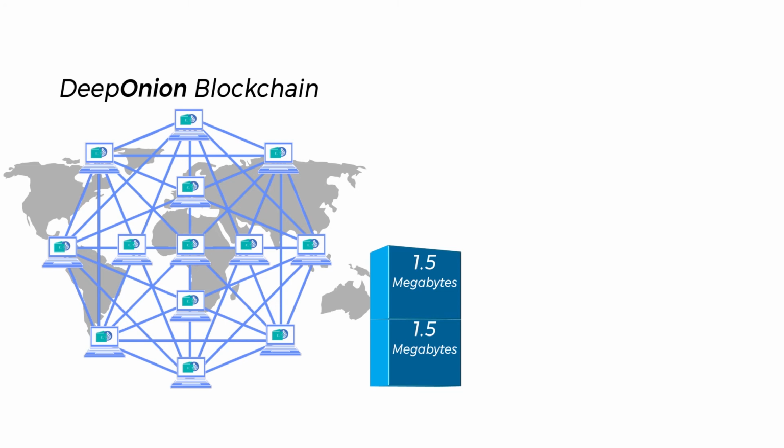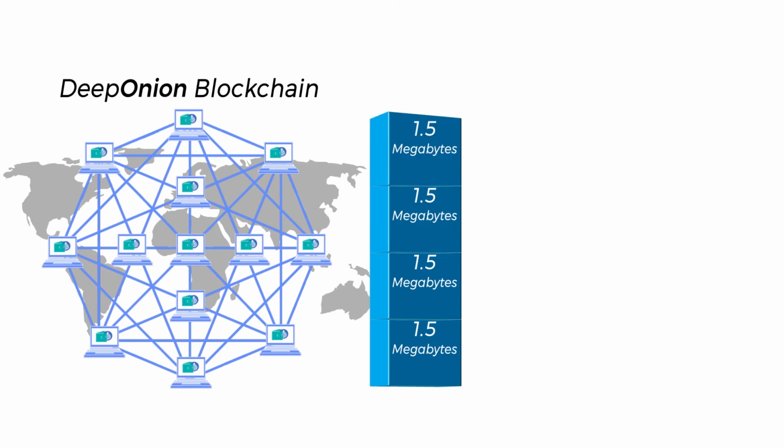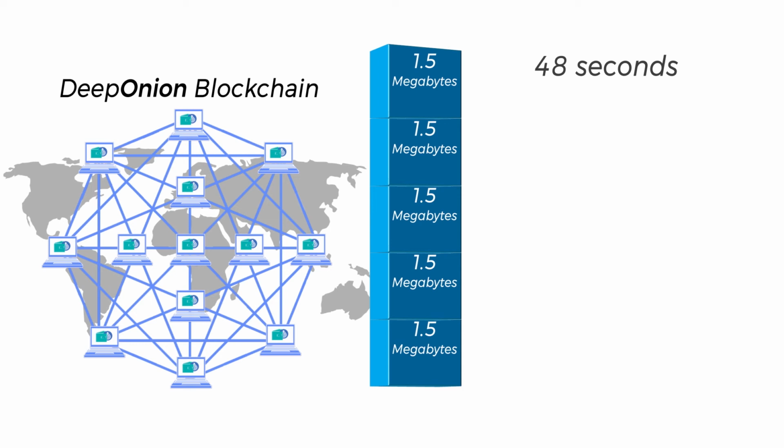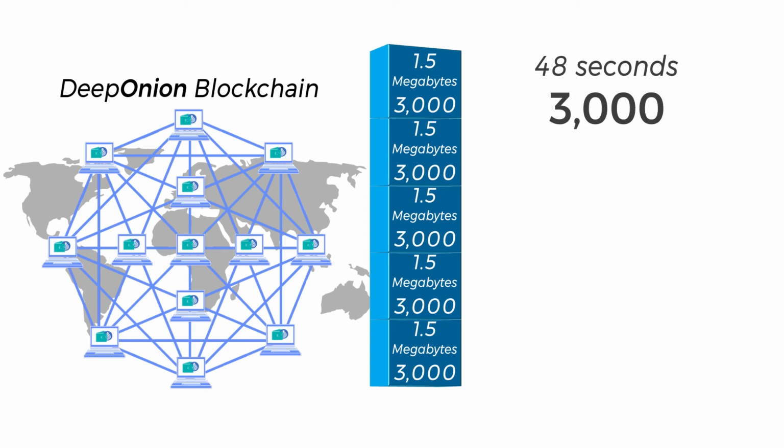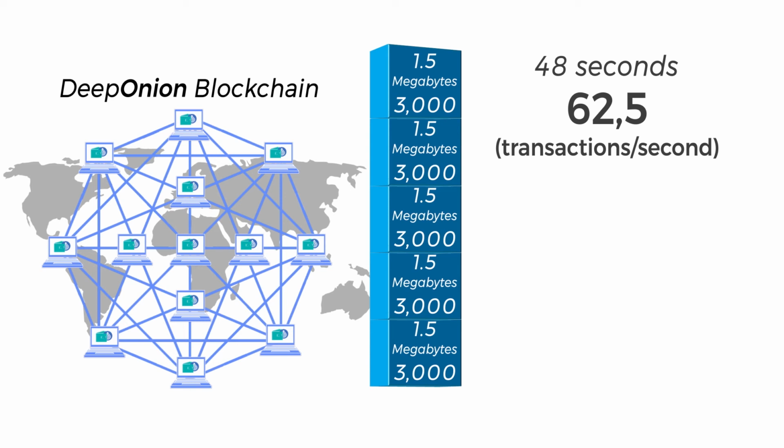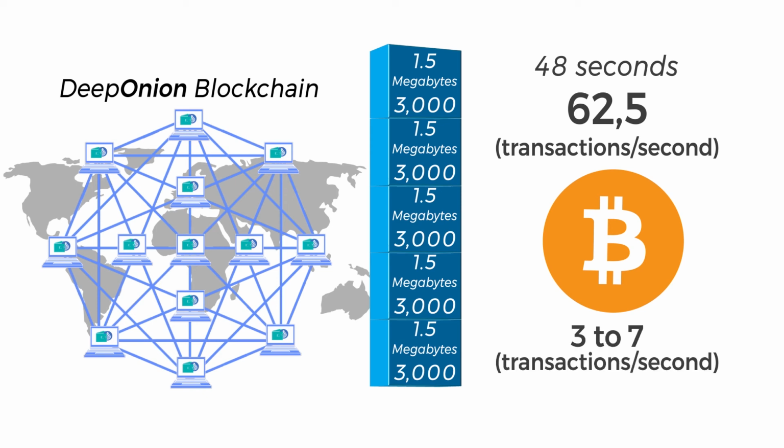First, the blockchain is made up of blocks. Each block is 1.5 megabytes. Between proof of work and proof of stake, we create a new block on the blockchain on average every 48 seconds. Each block can hold about 3,000 transactions. So that means every 48 seconds we are handling 3,000 transactions, which works out to be 62.5 transactions a second. Compare that to Bitcoin, which has a maximum transaction rate of 3 to 7 transactions a second and can process them in 10-minute intervals. DeepOnion is really fast.